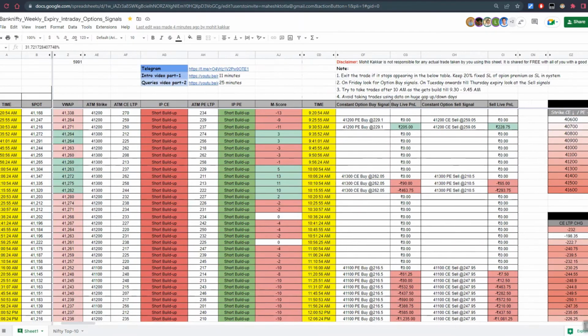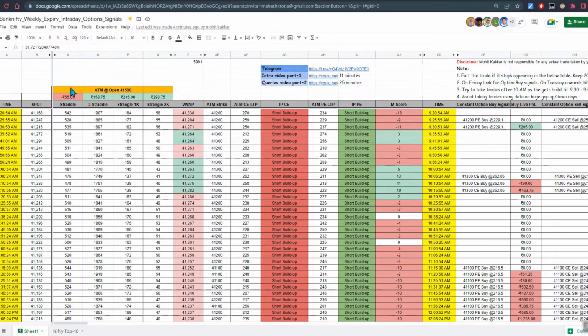Another clue you can take is from these strategies columns. This is a straddle, one ATM straddle. This is three straddles: one ATM straddle, one ATM plus 500 straddle, and one ATM minus 500 point straddle. And this is a triangle, 500 points away call and put. This is a triangle 2000 points range, meaning 1000 points away call and put. As you can see here, if it is a sideways day, then these strategies definitely will work.